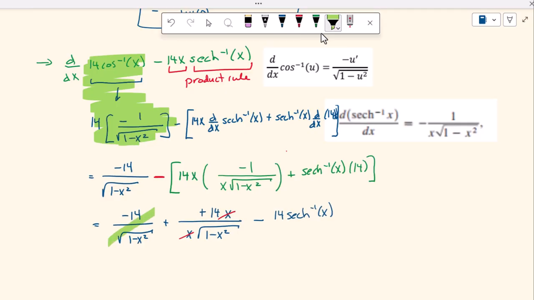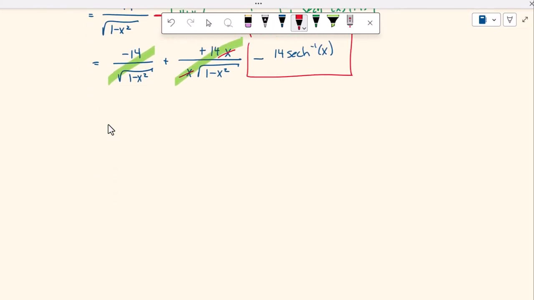These two terms go to 0 after I cancel the x's, and this is my final answer. This is my derivative. Okay, so a lot simplified there, and we would expect that to happen just because we know that cosines and secants go together. They're reciprocals of each other.